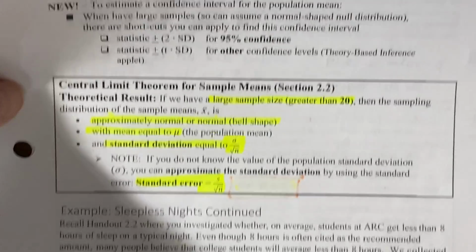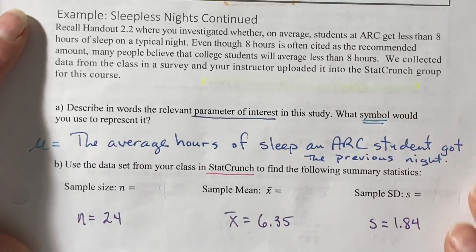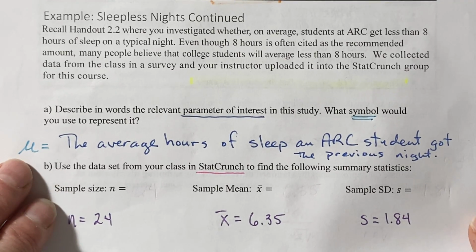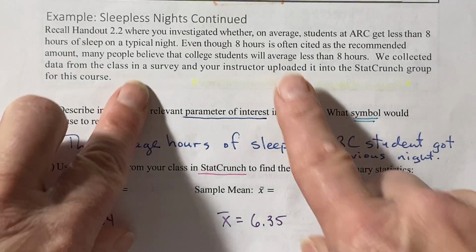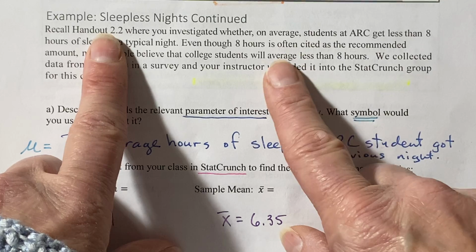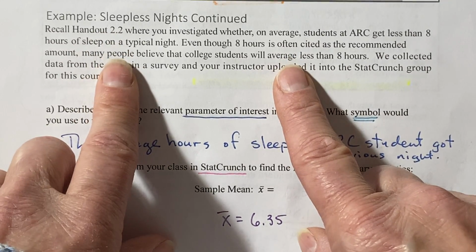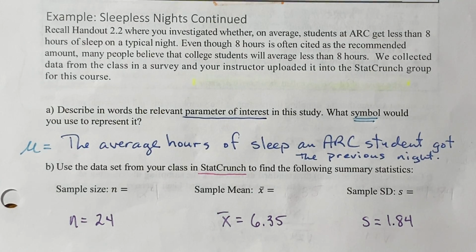So what we're going to do in this activity, again, hopefully you can print this, otherwise you can just jot it down as we go along. We're going to revisit our sleepless nights. Recall when we did the survey in class about how many hours of sleep you got the previous night? And I input that data into StatCrunch. And that's the data we're going to use today for this, okay?